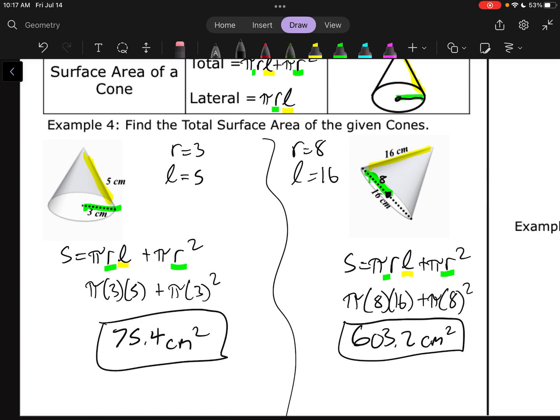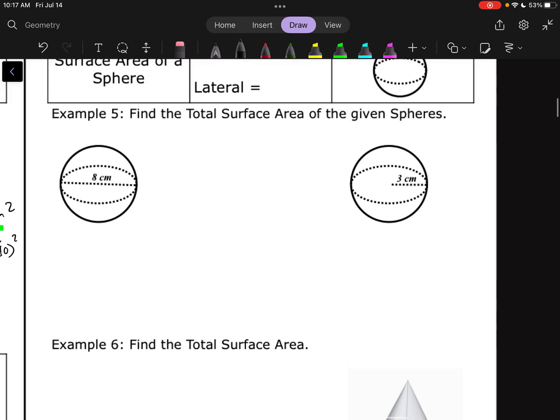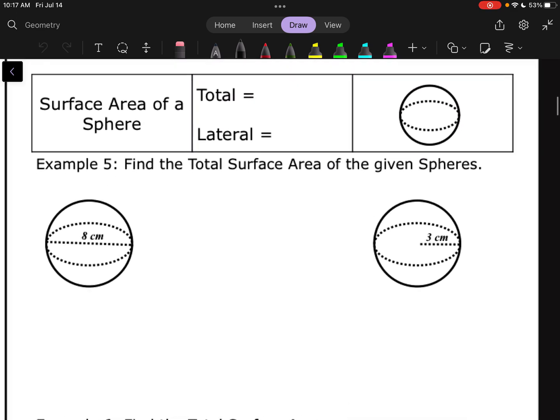Okay, only one last type of three-dimensional solid for our basic examples here. We do have the sphere. For the sphere formula, we've got 4 pi r squared. And there actually is no lateral surface area for a sphere, so we don't even need to write that one. For the radius here, of course, that is the distance from the center on out.